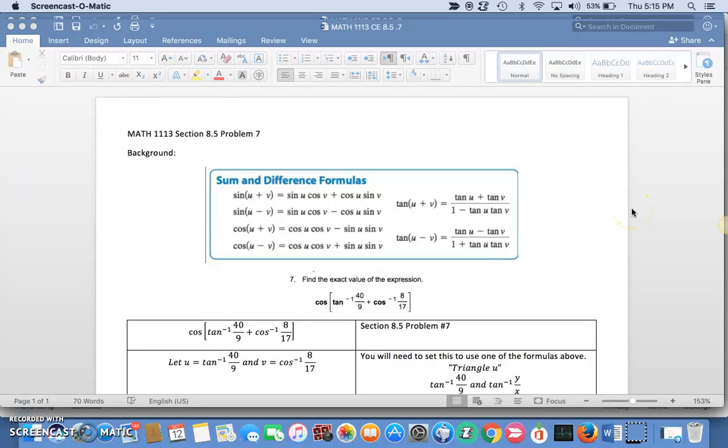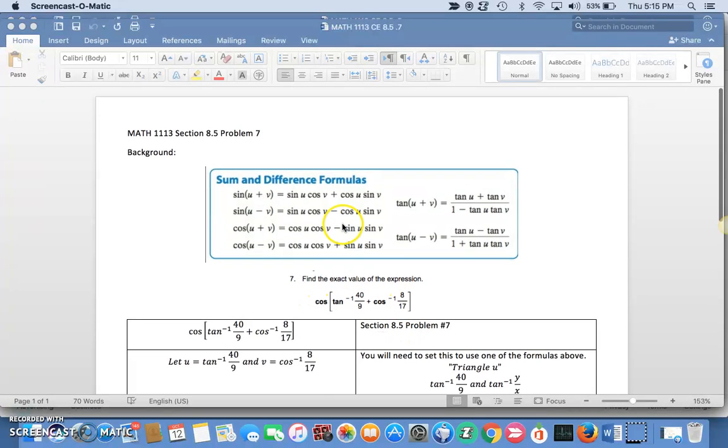Okay, this is problem 7 and 8.5. This is the last one of the class examples here. Probably the most difficult one. Look, you kind of have a skeleton here. You've got cosine of A or U or whatever you want to call it, and V. So you've got the cosine of the sum of angles. So this is the little section that you're going to want to expand with.